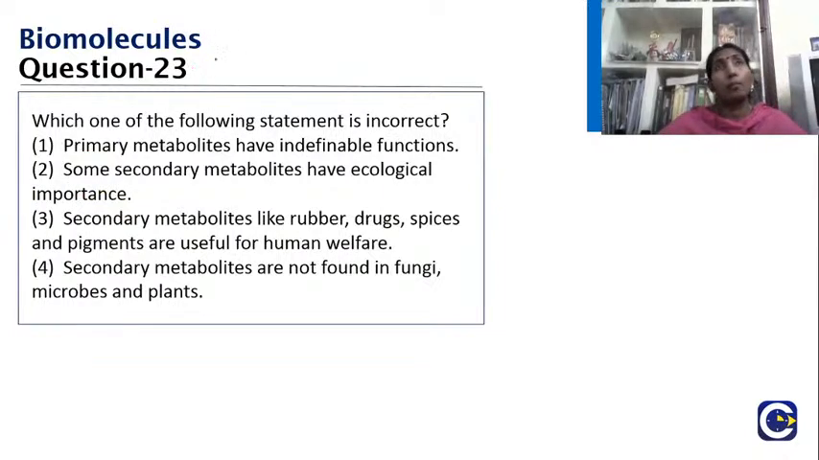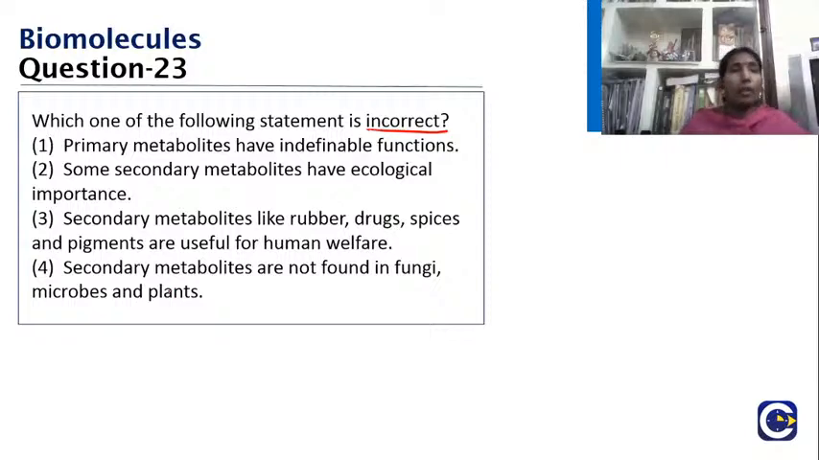Now coming to the metabolites. Which one of the following statements is incorrect? Primary metabolites have indefinable functions. Some secondary metabolites have ecological importance. Secondary metabolites like rubber, drugs, spices and pigments are useful for human welfare. Secondary metabolites are not found in fungi, microbes and plants. So what should be your answer?